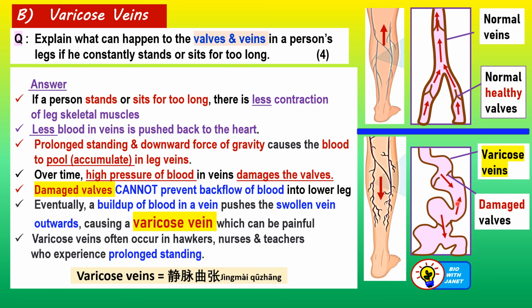So there's backflow of blood in the lower leg, and the build-up of blood in the vein can cause the vein to become swollen and bulge outwards on the skin, okay, under the skin. So this causes the varicose vein. So varicose veins are just swollen, bulging veins, usually on the calf, on the feet, or on the legs, okay. Now, in Chinese we call this 静脉曲张, and in Malay it's called vena varicose.